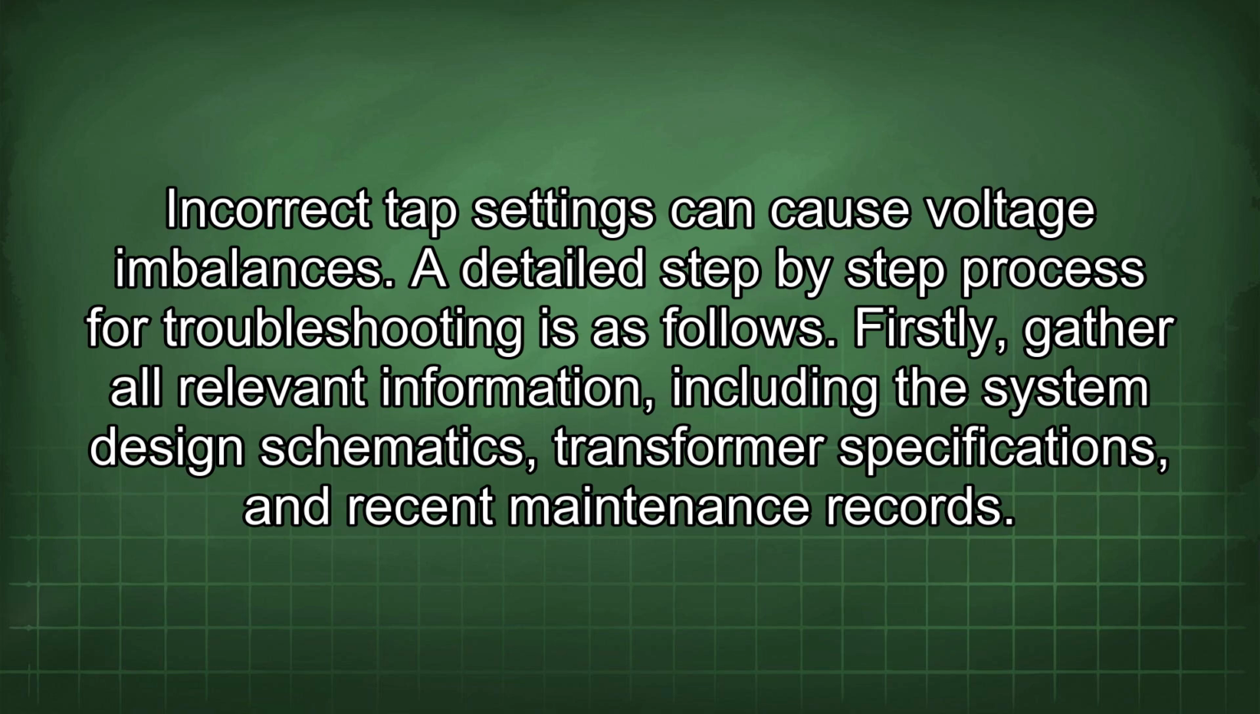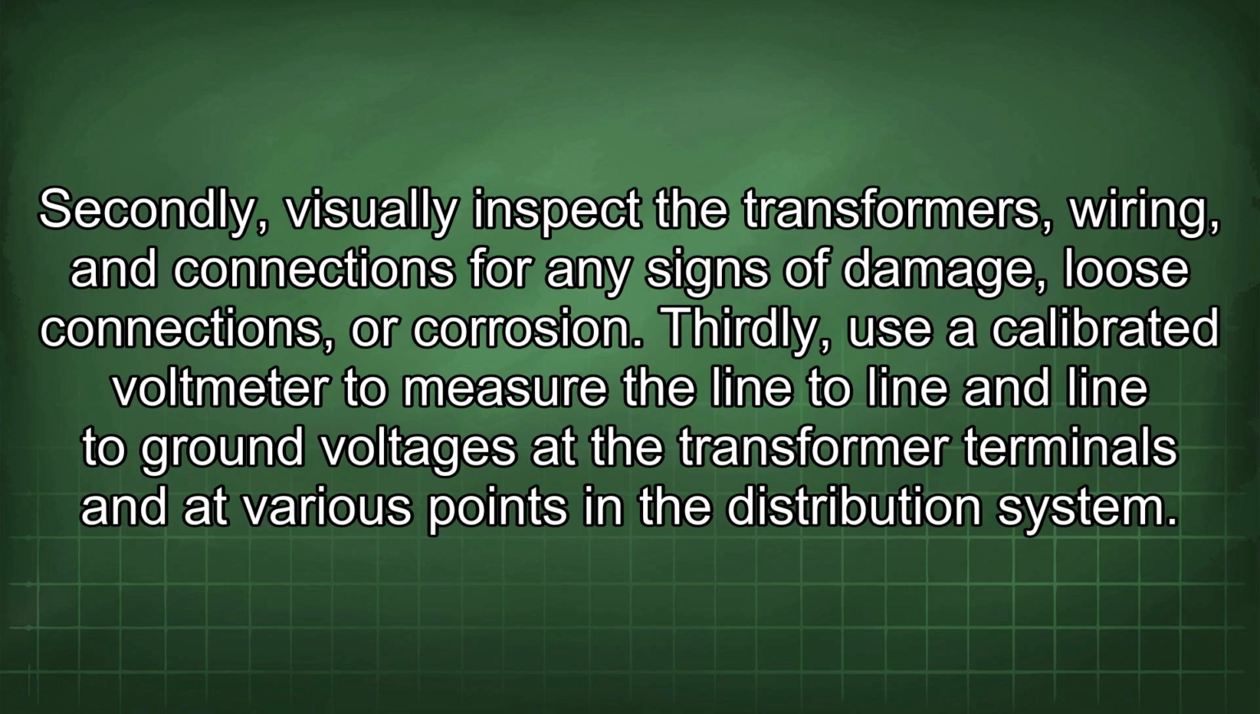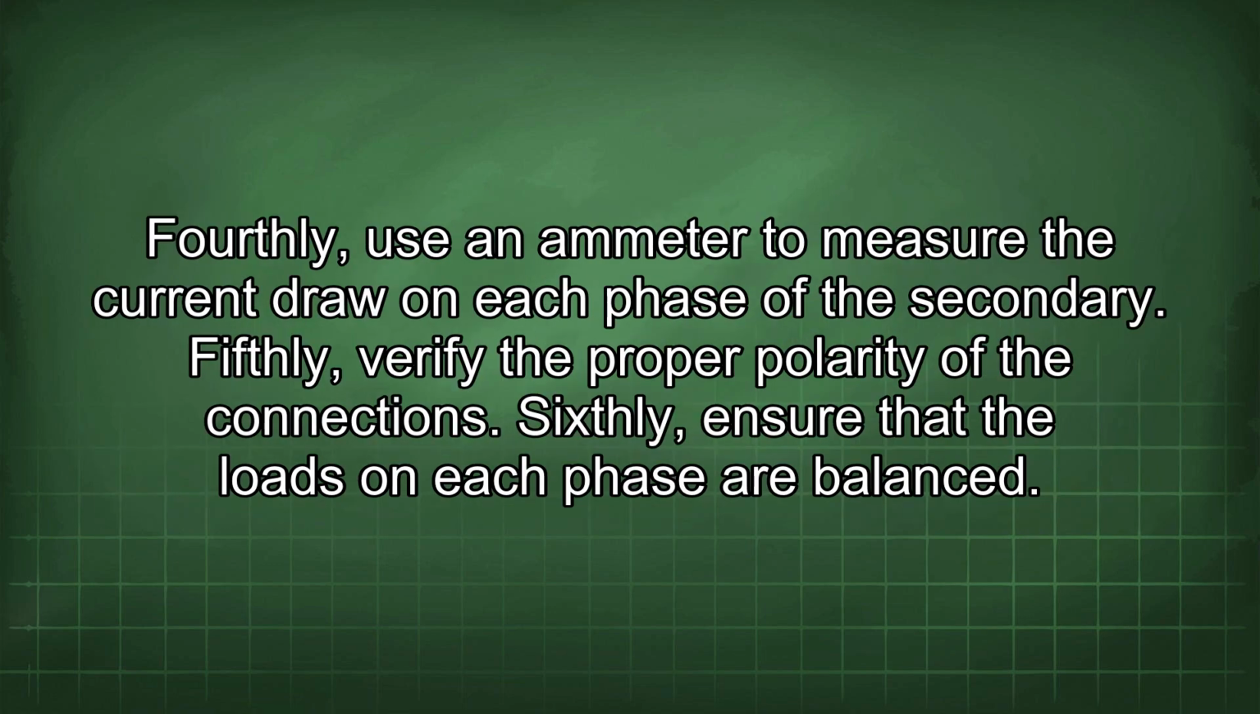A detailed step-by-step process for troubleshooting is as follows. Firstly, gather all relevant information, including the system design schematics, transformer specifications, and recent maintenance records. Secondly, visually inspect the transformers, wiring, and connections for any signs of damage, loose connections, or corrosion. Thirdly, use a calibrated voltmeter to measure the line-to-line and line-to-ground voltages at the transformer terminals and at various points in the distribution system. Fourthly, use an ammeter to measure the current draw on each phase of the secondary.